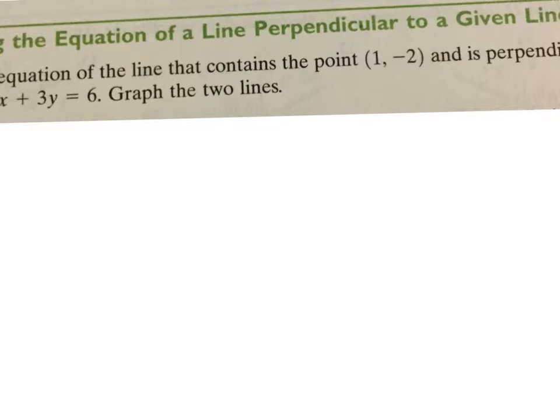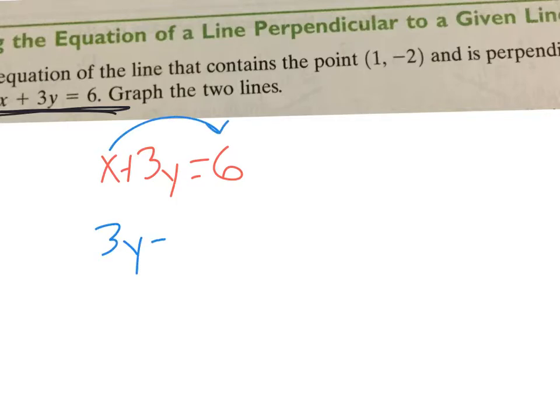Okay, so here it tells us to find an equation of a line that contains the point (1, -2) and is perpendicular to the line x + 3y = 6. So now if it's perpendicular to this line, then it has to have an opposite reciprocal slope. So let's find out what the slope of that line is. I need to get the y by itself, so I move the x over, it becomes negative. So that's 3y = -x + 6. Now I'm going to divide everything by 3, that gives y = -1/3 x + 2.